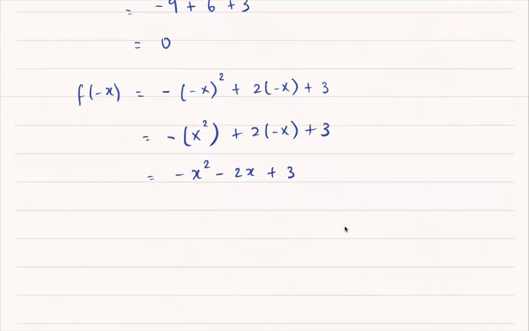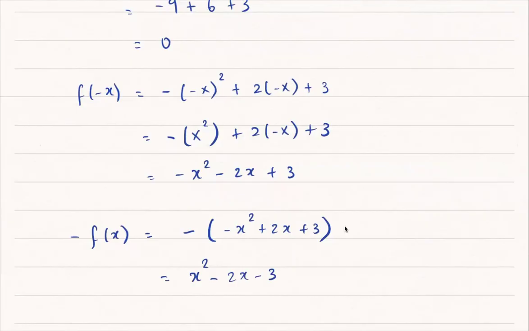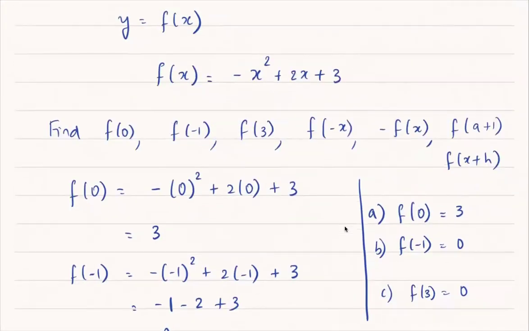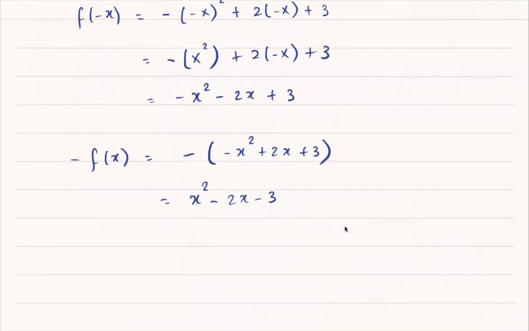In the next one, I'm asked to find negative f of x. So when I have the negative on the outside, it means that the entire expression that denotes that function is going to be negated, meaning the negative is going on the outside. So now I have to distribute the negative sign. Negative times a negative makes a positive, negative, and negative. So this is negative f of x. As you can very well see, f of negative x is not equal to negative f of x in this situation. That takes me to the next one, which is f of a plus 1.